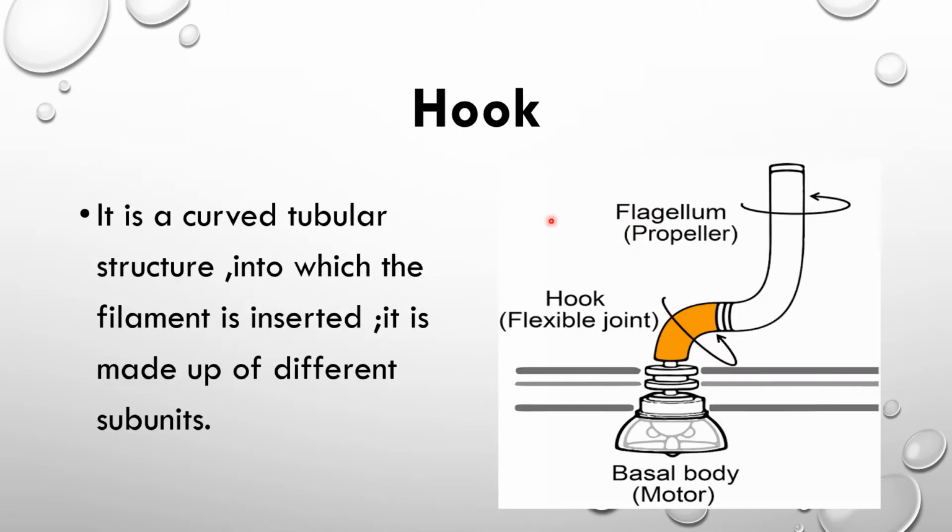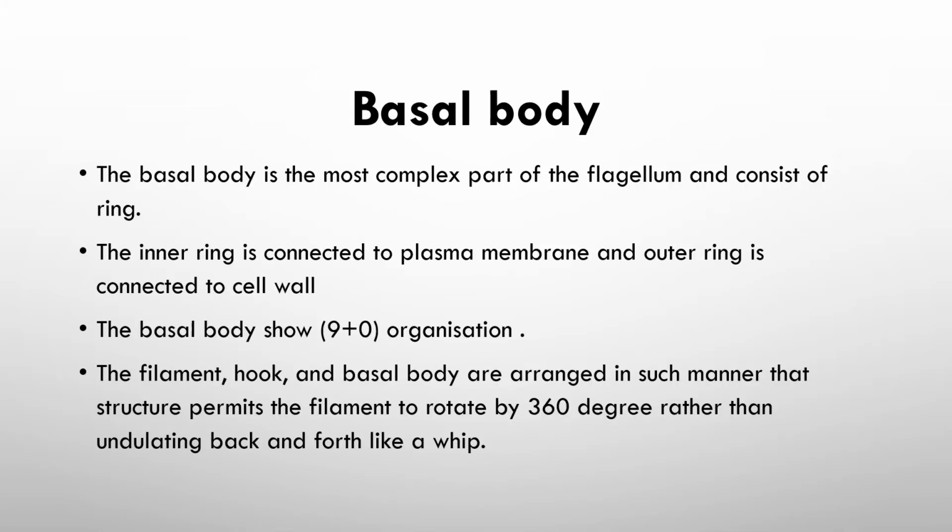The next is your hook. It is curved. As you can see in this image, this is the curved part into which the filament is inserted, and it is made up of a number of subunits, and in detail we will discuss it in our higher classes. The last part is your basal body.